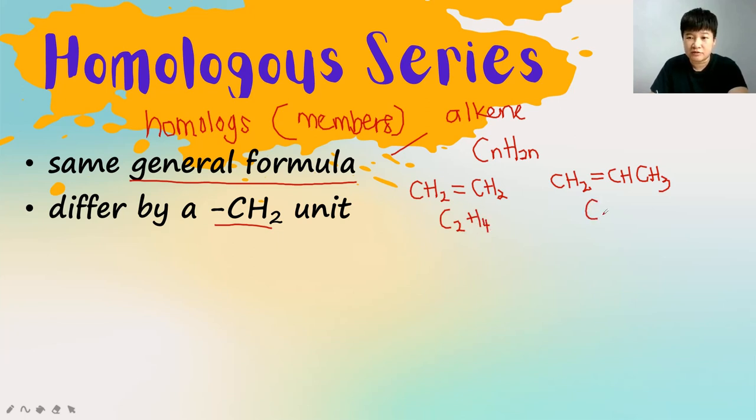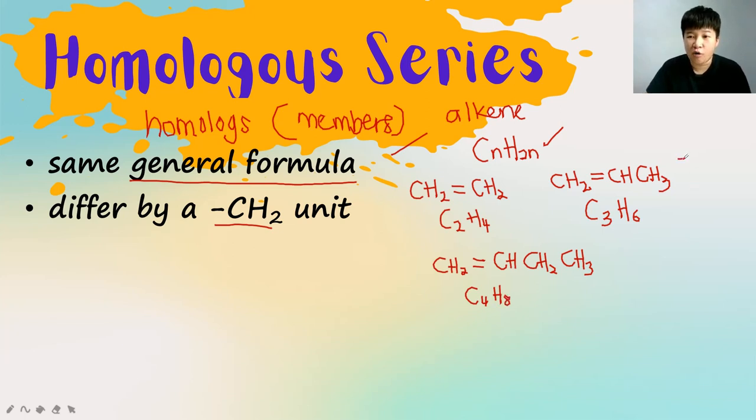Over here is your C3H6. So you can see that they're sharing the same general formula CnH2n. Also, they differ by a CH2 unit. In other words, they differ by a carbon. You can have C4H8, like CH2=CH-CH2-CH3. That is your butene and that is your C4H8. Can you see that?